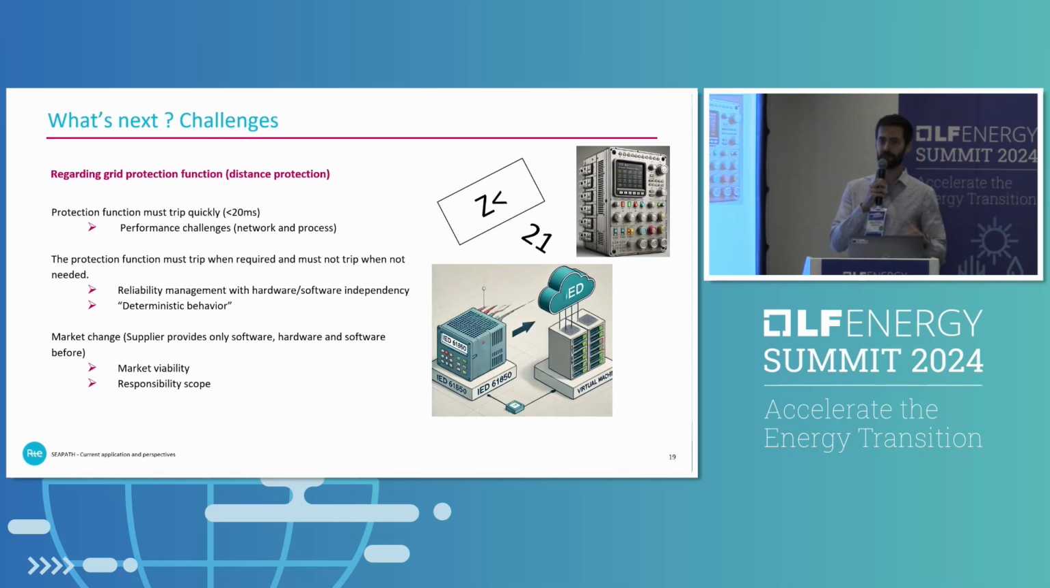We also talk a lot about deterministic behavior. Distance protection is a safety protection, so we want it to trip when it's needed, and we want it not to when it shouldn't. And this we're going to need to test to be sure that it's working well.